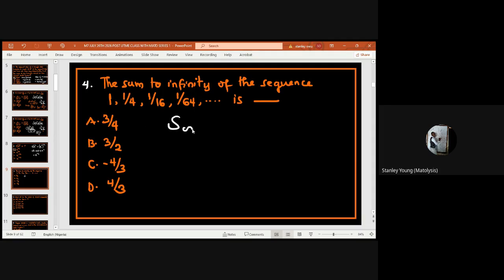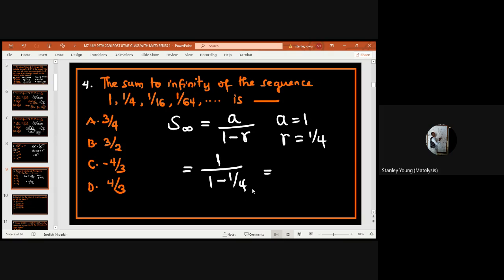The formula for the sum to infinity of a geometric progression that is convergent is given as a over 1 minus r. a is the first term. In this case, our first term is 1. r is the common ratio. In this case, our common ratio is 1/4. So what do you do? 1 over 1 minus 1/4. An easy way is to multiply up and down by 4. That's 4 over 4 minus 1, so that gives you 4/3. So the answer to this problem is 4/3. Straightforward.